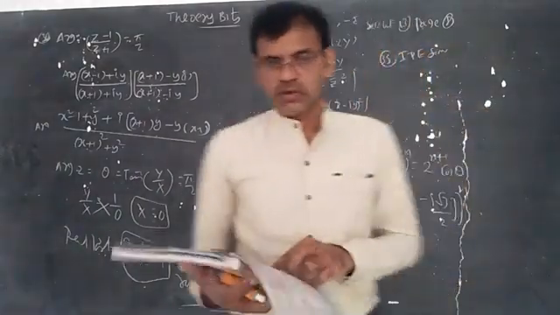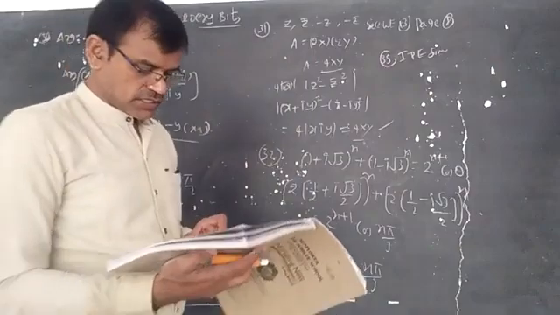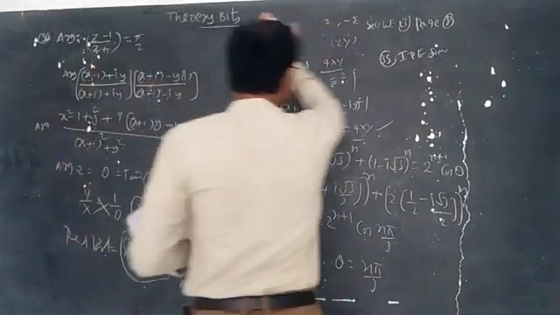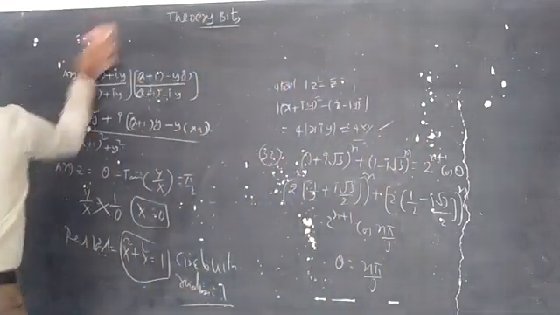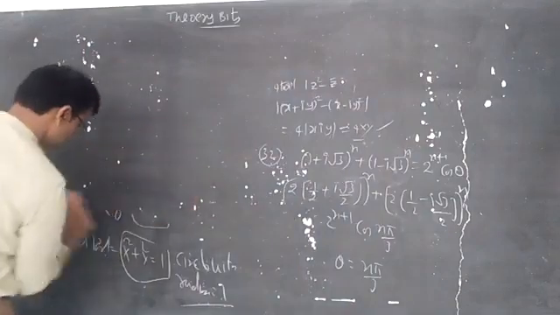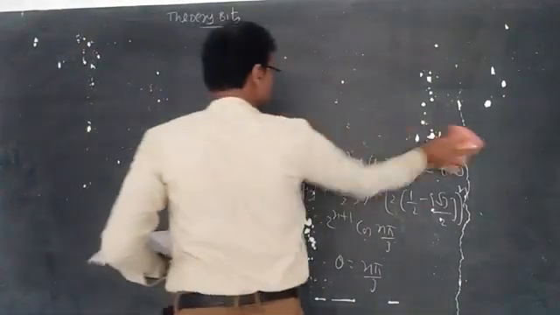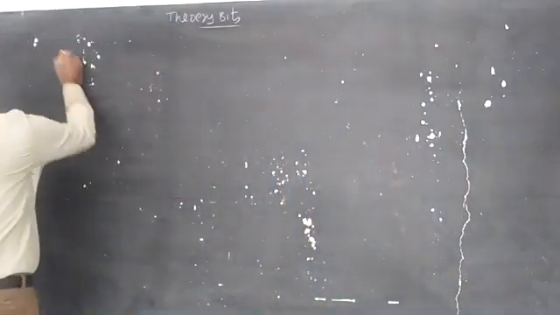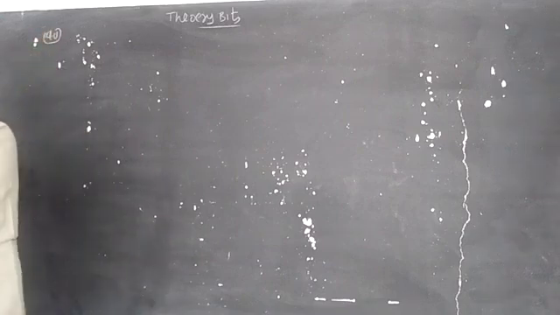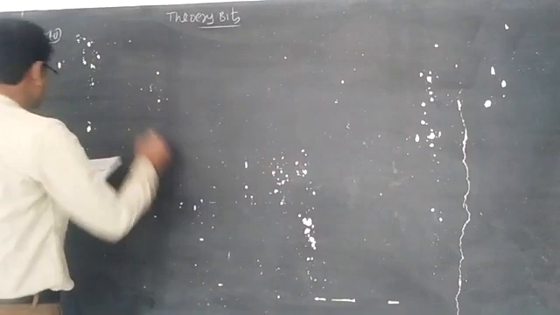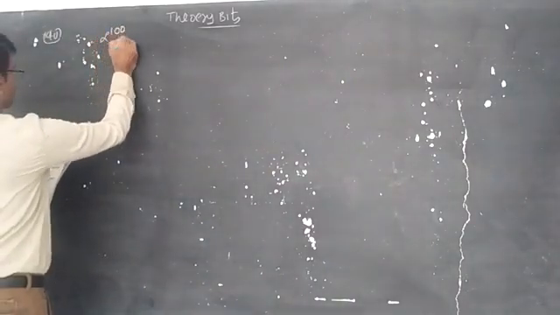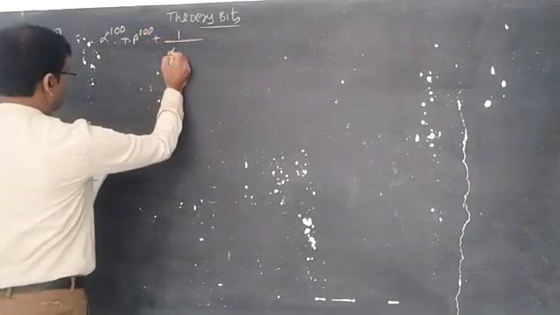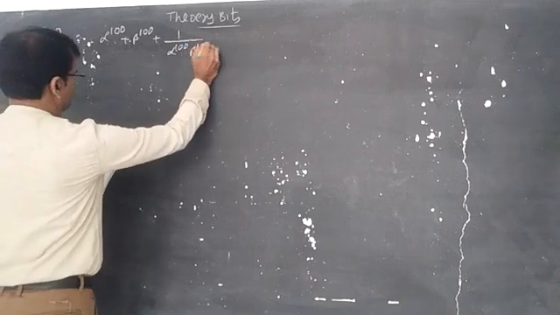Now, in concept we have discussed the 36th question, and 37, 38, 39 are also completed. Now let us discuss from the 40th question. Question number 40. If alpha, beta are the complex cube roots of unity, then find alpha power 100 plus beta power 100 plus 1 by alpha power 100 into beta power 100.